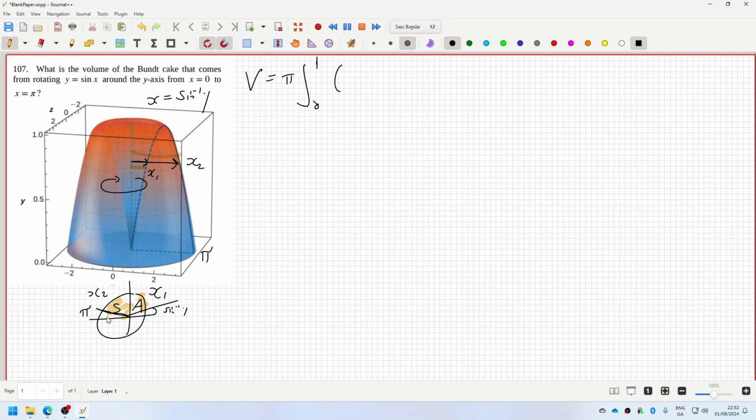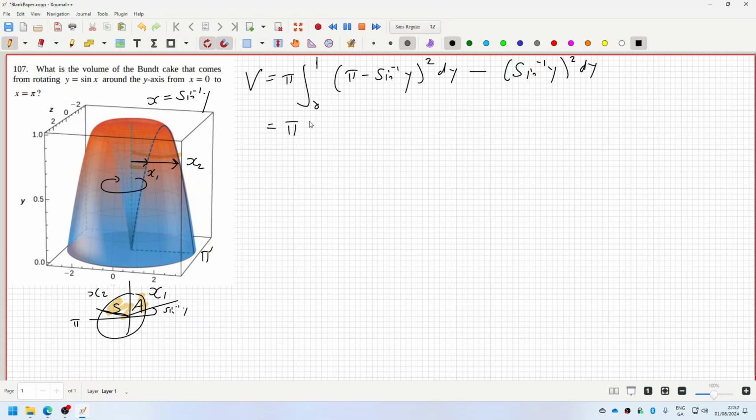So it's pi. So pi minus sine inverse y, squared dy, minus sine inverse y squared dy.